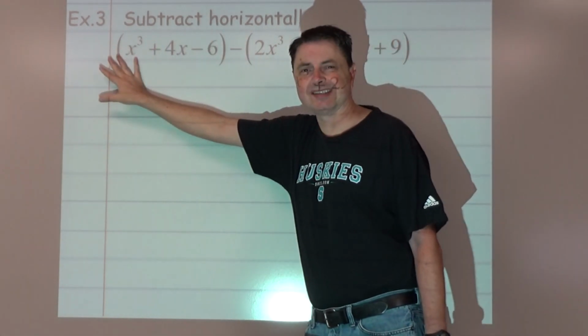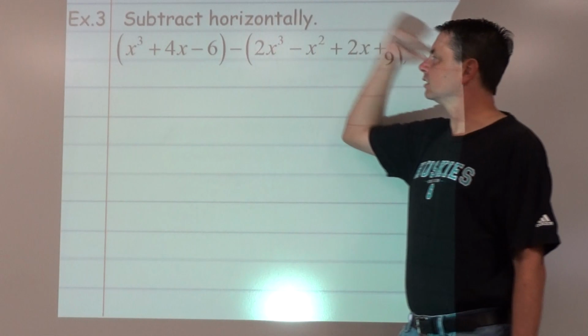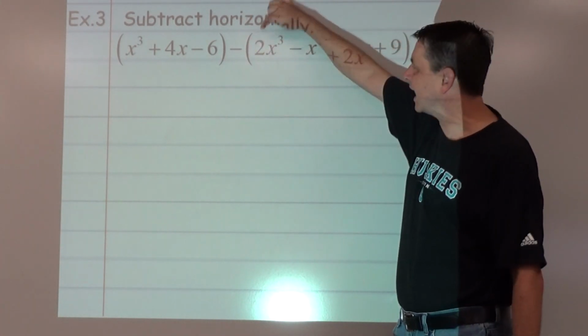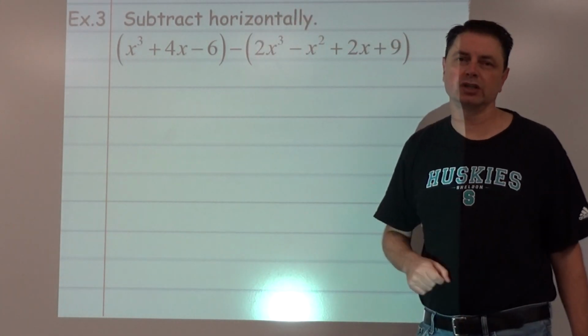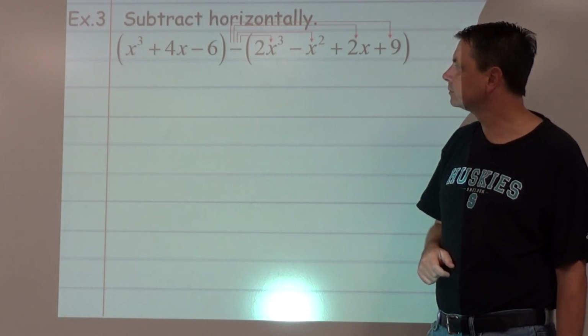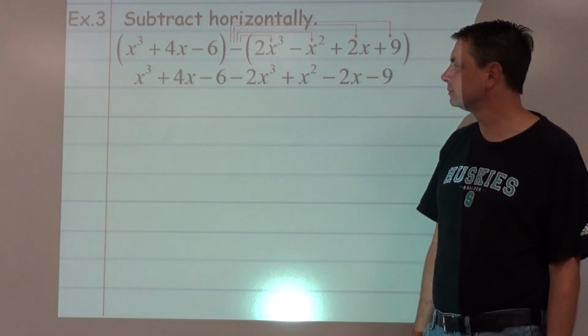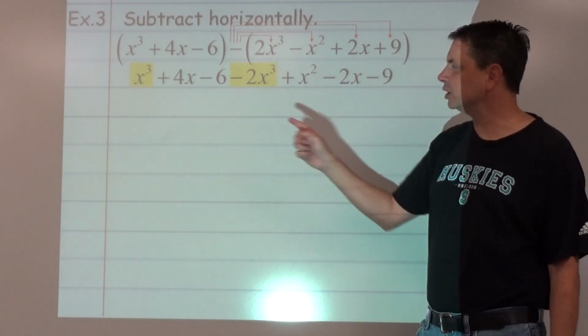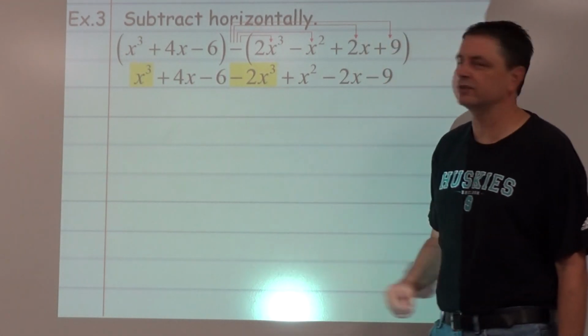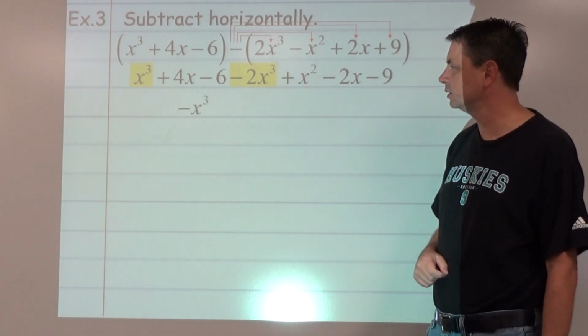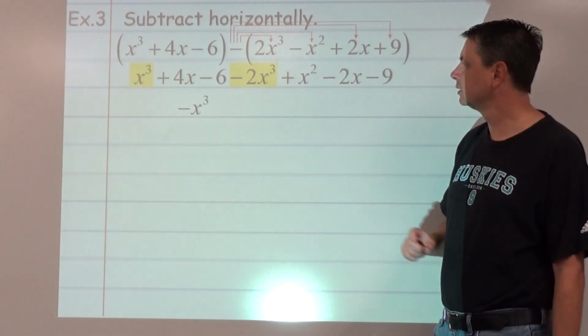The front one is not affected. It works this way. So whatever's after the minus, that's what it distributes to. Now we just combine like terms. We got our x cubed. 1x cubed minus 2x cubed is negative 1x cubed. You wouldn't write the 1.